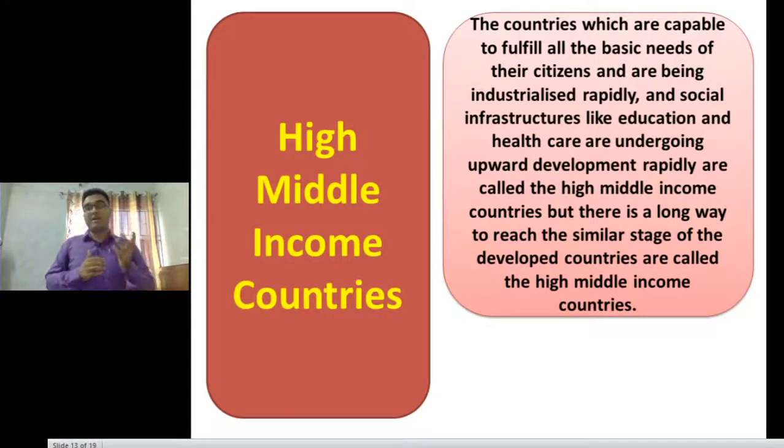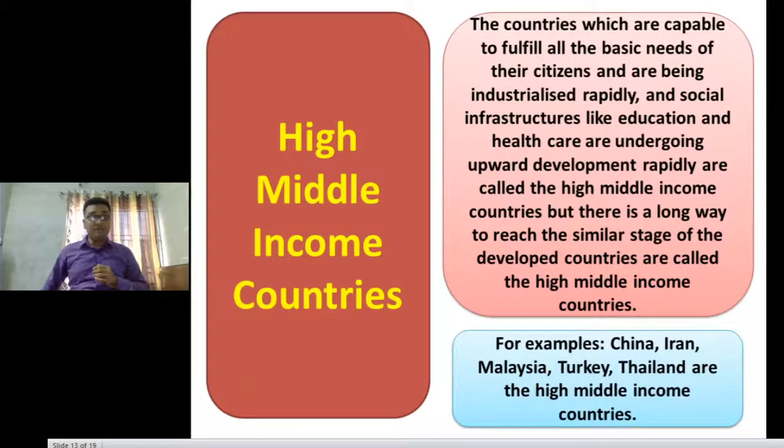The countries which are capable to fulfill all the basic needs of their citizens and are being industrialized rapidly, and social infrastructure like education and healthcare are undergoing rapid upward development, but there is a long way to reach the similar stage of the developed countries, are called the high middle income countries. Okay, so that's all about the high middle income countries. For example, we can say China, Iran, Malaysia, Turkey, Thailand are the high middle income countries of our present world.